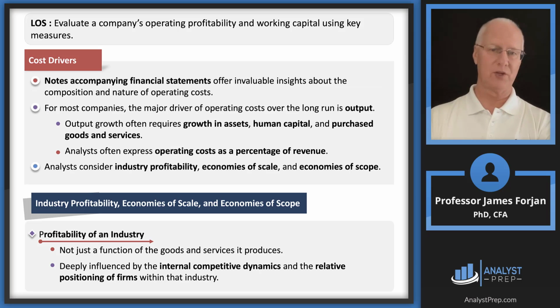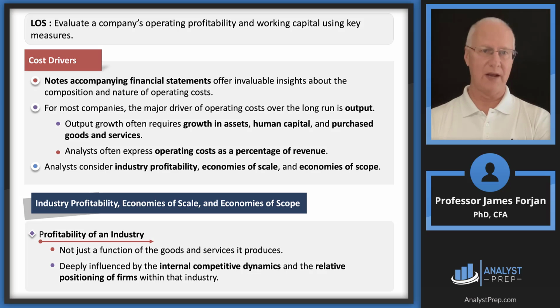What those ratios do in those previous slides, what they help us to identify are these cost drivers, right? And we're going to find these probably in the notes to financial statements, right? The major driver of operating costs is the output, right? Of course, that makes sense. What do we need to worry about? Growth in assets. We need to worry about what we're out there manufacturing and buying inside of that process. What is our human capital?